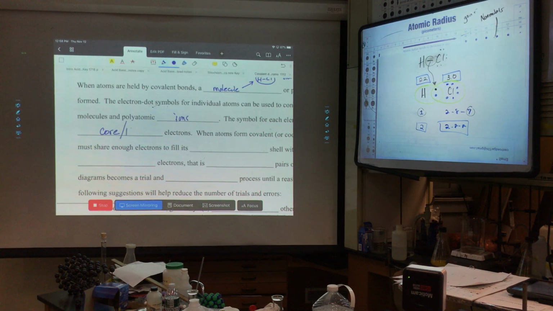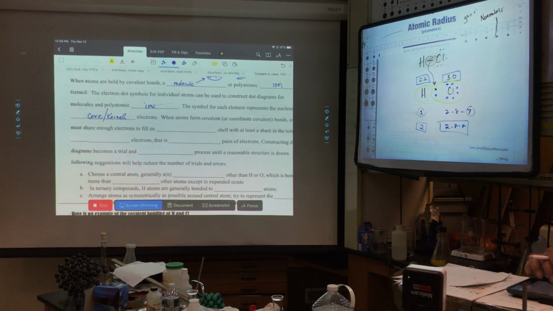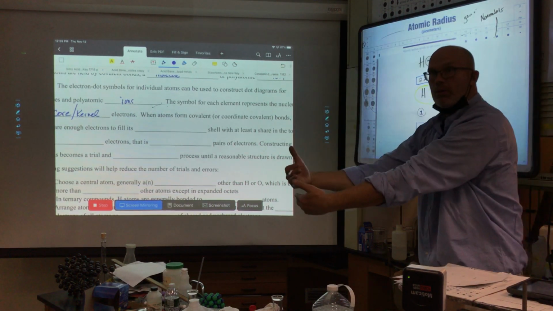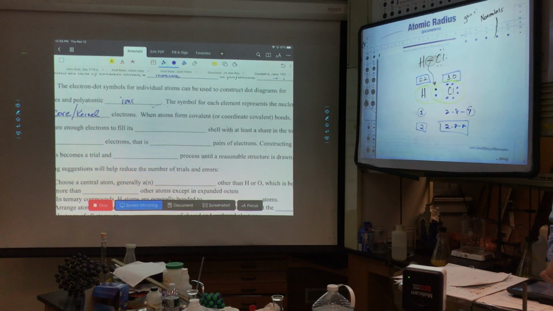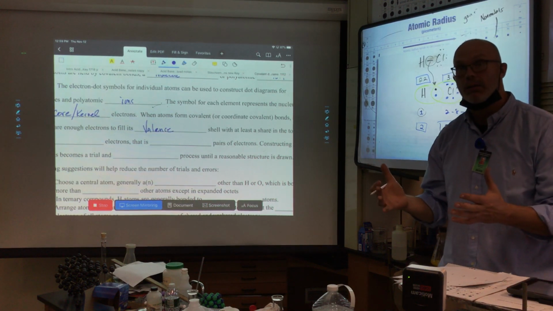It's the same thing as kernel. Those are the electrons that are not part of bonding that we don't write. When atoms form covalent bonds, each atom must share enough electrons to fill its what shell? The outermost shell, which we call valence. That's correct. That's why we call it covalent bonding.